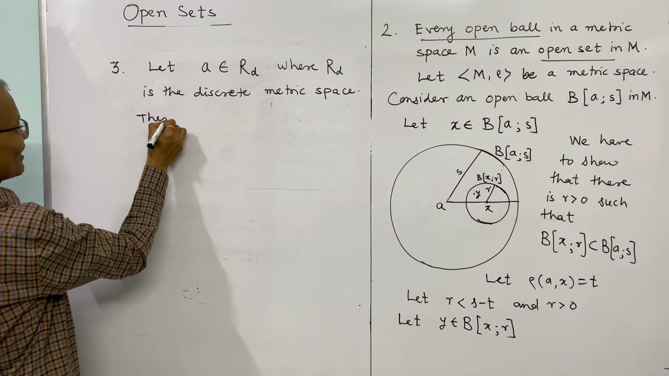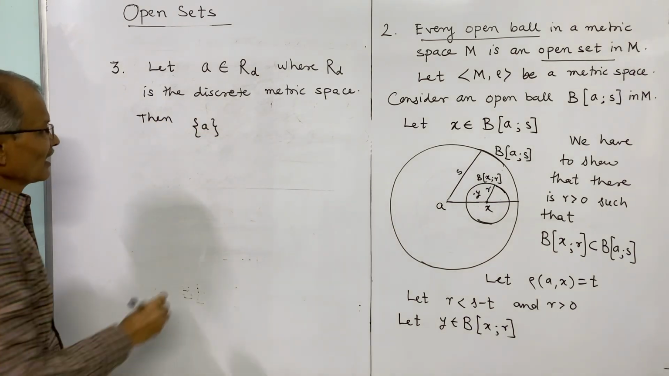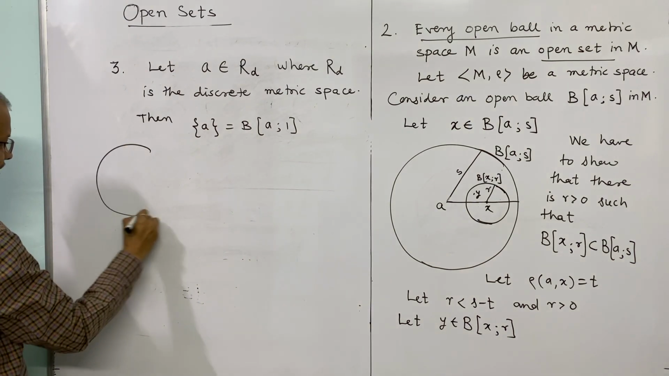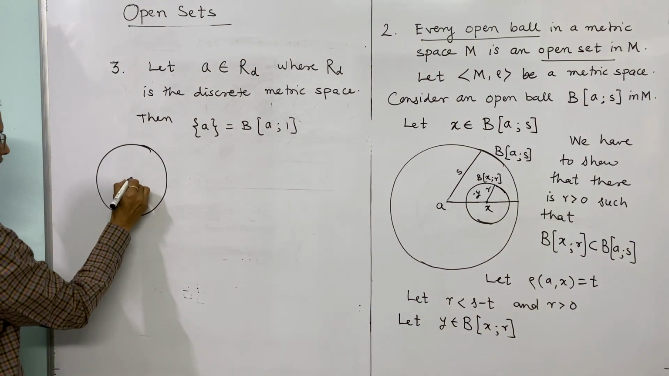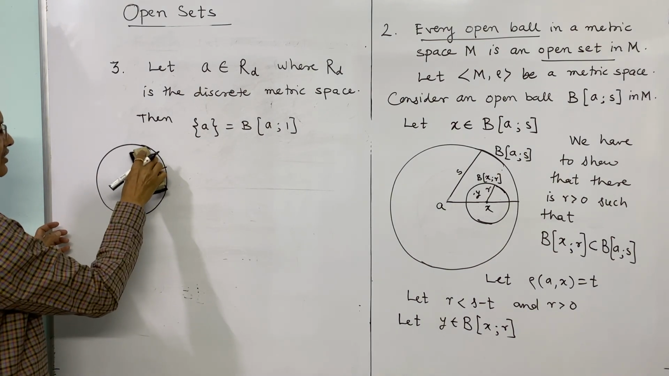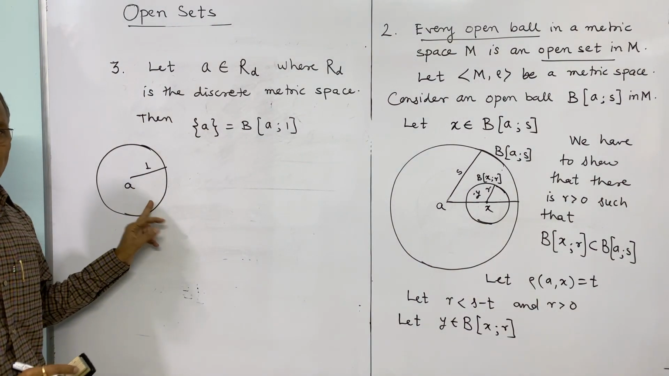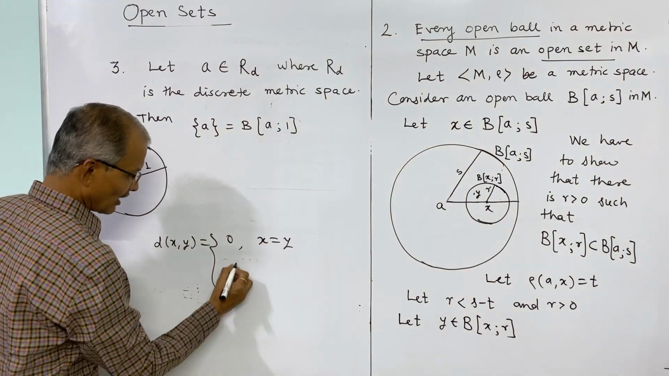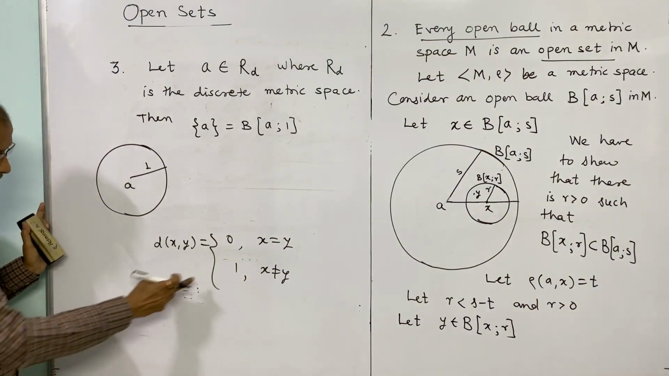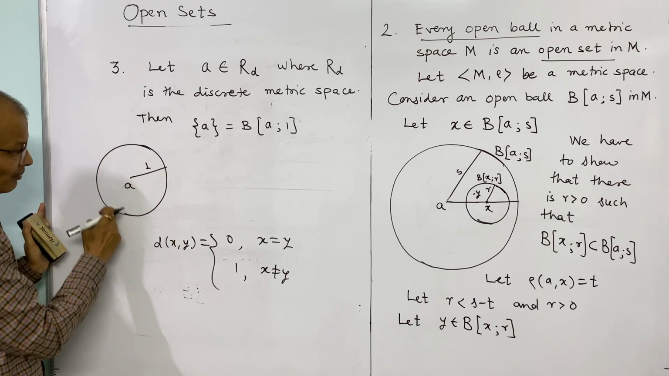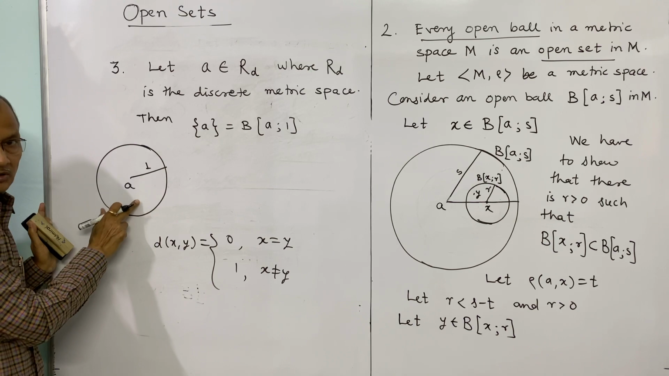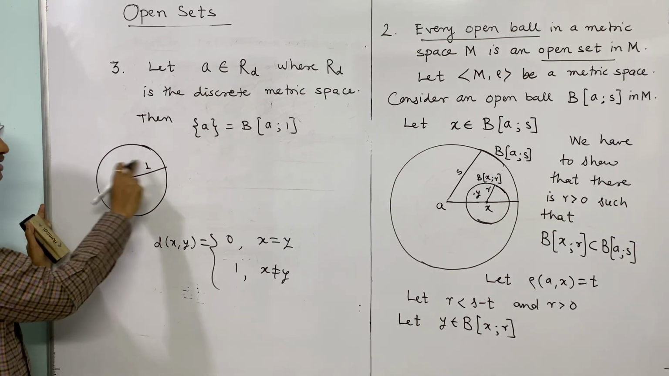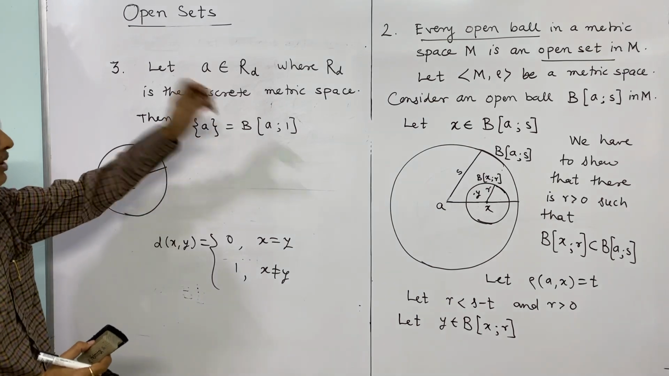Then this singleton set A is the open ball of radius 1 around A. See, center is A and radius is 1. So there is no other point inside this disk in the discrete metric space, because by definition of discrete metric space, the distance between x and y is 0 if x is equal to y, and 1 if x is not equal to y. So all other distinct points are placed on the boundary, and therefore there is no point inside this open ball except A, the center. Center is the only point inside this disk, and therefore this singleton set is the open ball of radius 1 around A.